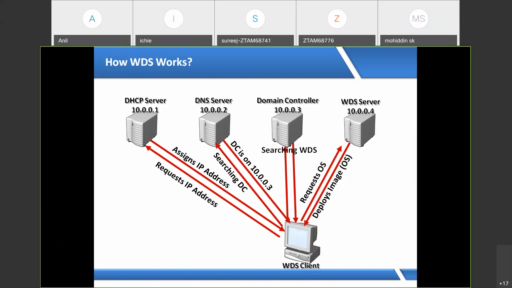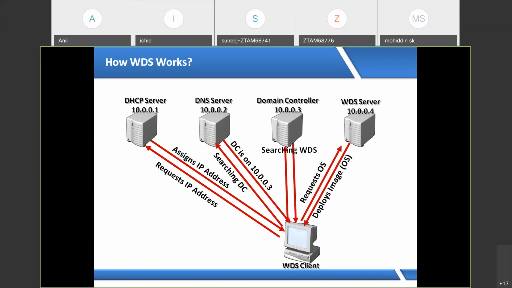What I was telling you is that if you want to deploy the WDS, first in your network you should have the DHCP, DNS as well as the domain controller, until it gets the IP. So who will assign the IP address? DHCP. But this domain controller will have the information about the WDS.